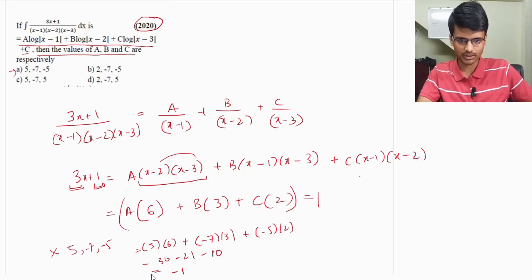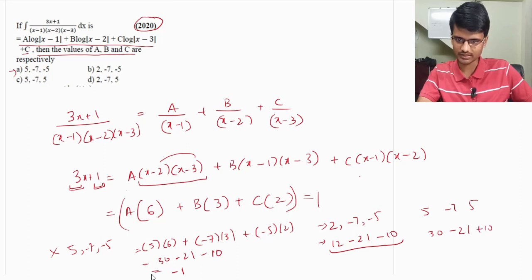Let's substitute the other option that we have got, option B: 2 comma minus 7 comma minus 5. What do I get? 6 2s are 12, 7 3s are 21, 5 2s are 10, right? Okay, again this is not equal to 1. This will give me some other value. What is our option C? Coming to option C, we have got 5, minus 7 and 5. 5 6s are 30, 7 3s are 21, and 5 2s are 10. Okay, even this is not going to work.